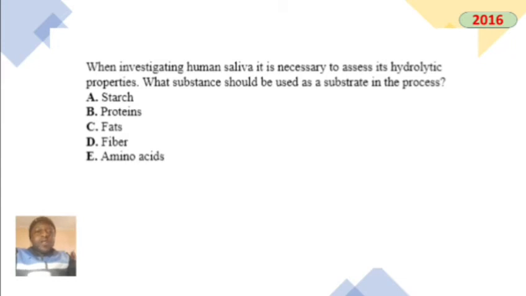Right, I said the answer is pantothenic acid. When investigating human saliva, it is necessary to assess its hydrolytic properties. What substance should be used as the substrate in the process? So you just need to remember, the hydrolytic action they are talking about here is by a special enzyme known as amylase. In full, it's salivary amylase or ptyalin, right? So it hydrolyzes starch. If you need to remember the forms like amylose, amylopectin, etc., but here the answer is starch. And the enzyme they are talking about is amylase.